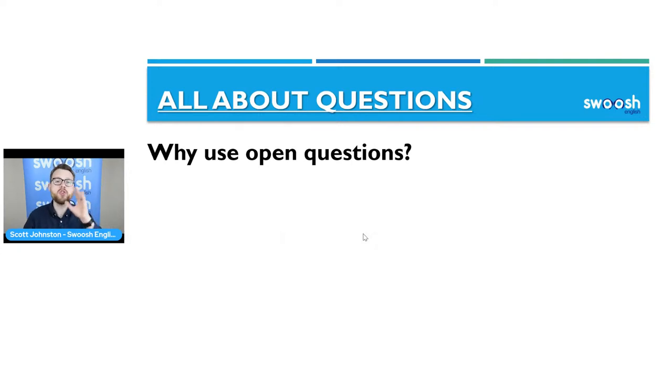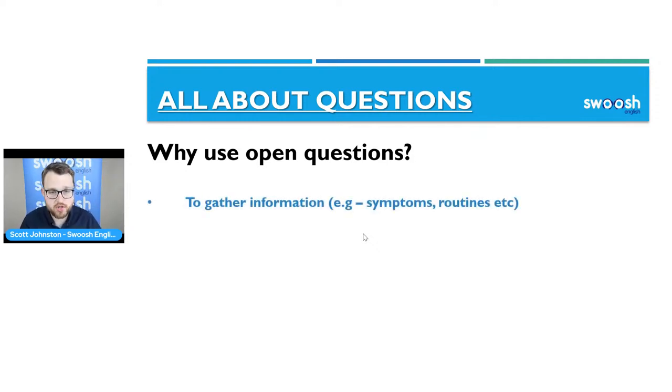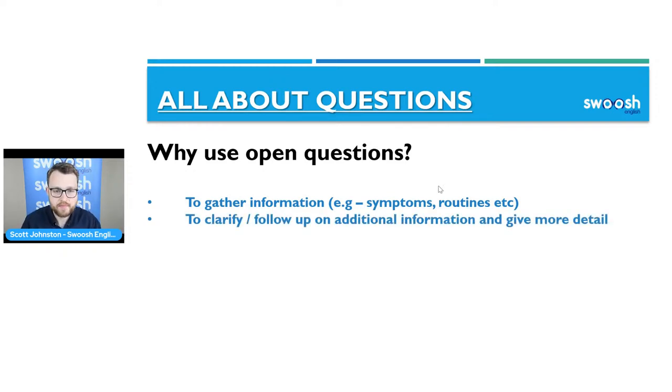Okay, so why should we use open questions for the OET exam and for our clinical communication in general? Well, first and foremost, we use them to gather information. We can ask open questions to gather information about symptoms, about routines, about previous medical history, even to establish rapport, how someone's feeling, for example. So we need to ask lots of them for that information. We also want to do that to clarify and follow up on additional information and give more detail. So we've asked a question about something, they've given the answer. We want more information where they can openly speak about it as well.